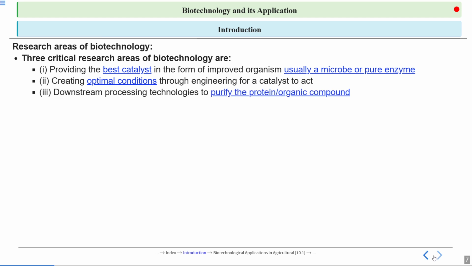Downstream processing technologies to purify the protein or organic compound. We have studied downstream processing in detail in the last chapter, Biotechnology: Process and Principles, in which we have seen that downstream processing majorly involves the separation and purification of our protein of interest. So this is also one of the major areas of biotechnology, in which we provide technologies to purify the protein and organic compound, because the more pure the formulation of our protein or organic compound is, the better the result we're going to get.